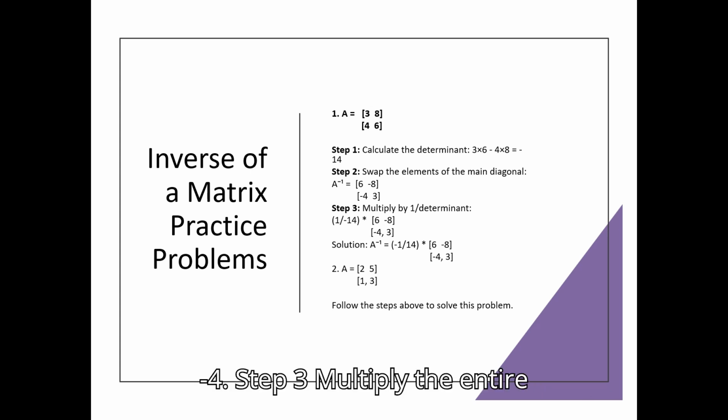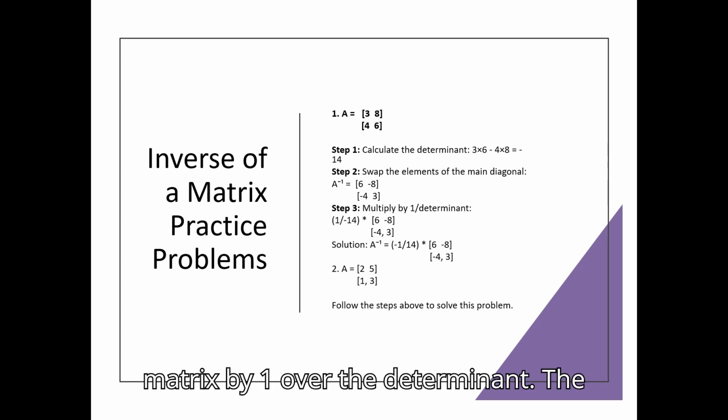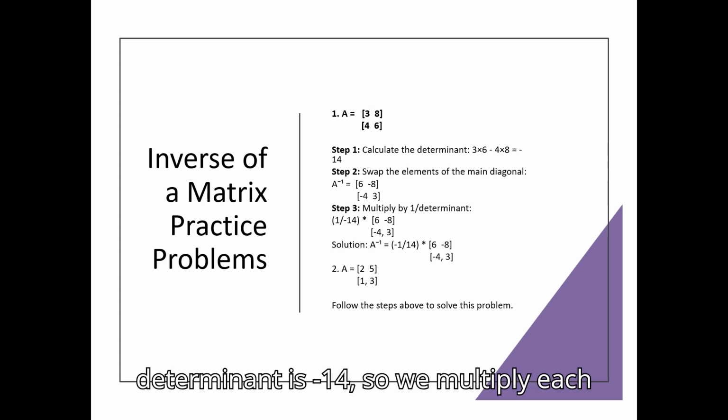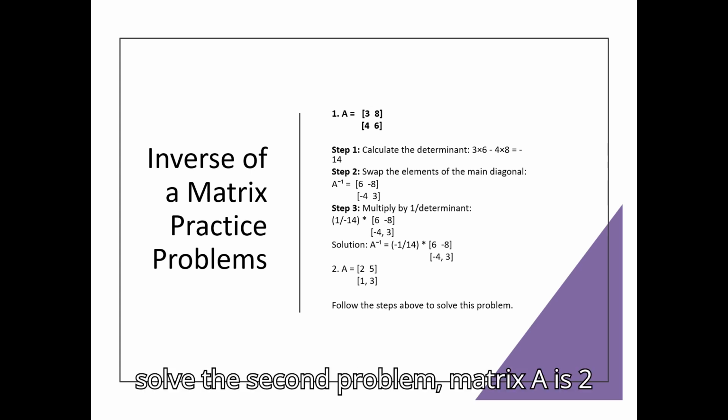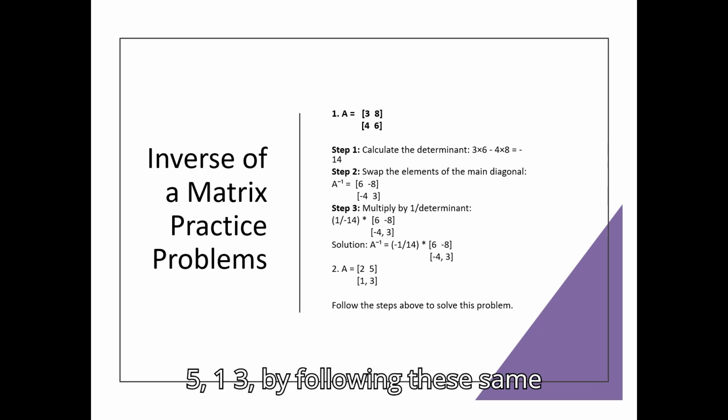Step 3. Multiply the entire matrix by 1 over the determinant. The determinant is -14, so we multiply each element by -1 over 14. The result is -1 over 14 times 6, -8, -4, 3. Now, solve the second problem, matrix A is 2, 5, 1, 3, by following these same steps.